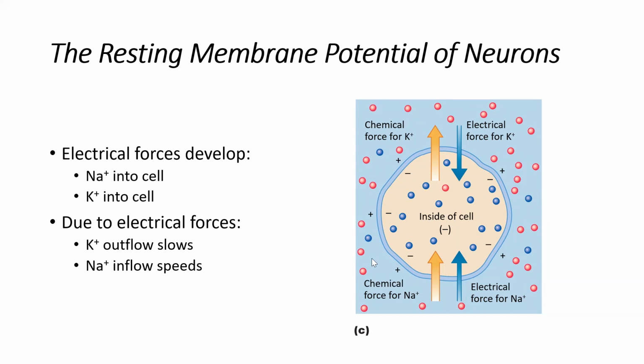So the forces that develop are sodium moving into the cell according to its electrical force, and potassium also moving back into the cell according to its electrical force. And that is going to create the fast movement of sodium into the cell, right? And the slow movement of potassium outside of the cell, okay?